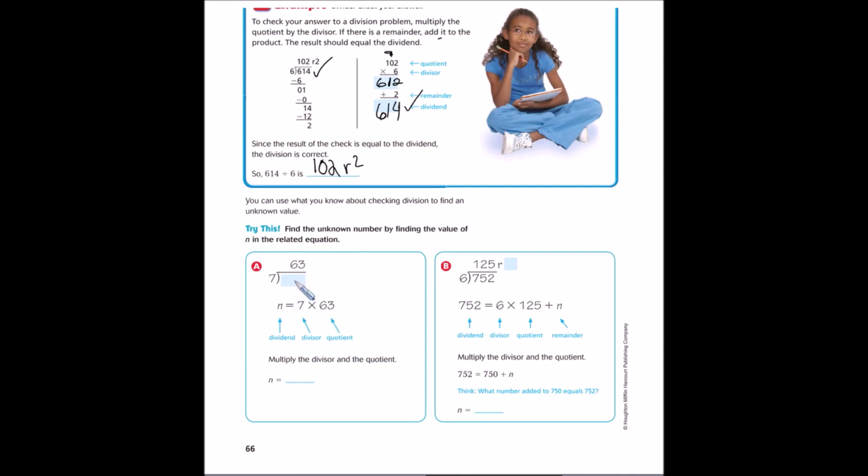So, in this case, if I have an unknown value here in my dividend, but I know my quotient and I know my divisor, I could say that my quotient times my divisor equals my dividend. So I could do 63 times 7, and that would give me this dividend here that I don't know yet.